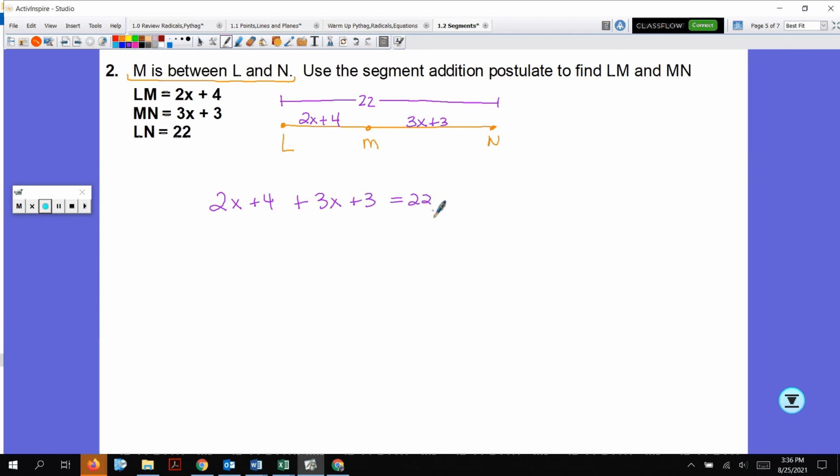Now we have like terms, 2x and 3x. We add those together, we get 5x. We also have 4 and 3. We add those together, we get 7. That equals 22. Now we just have a 2-step. Subtract 7 from both sides. 5x equals 15. Divide by 5. X is equal to 3. Fantastic. All right, now we're going to look at another example.